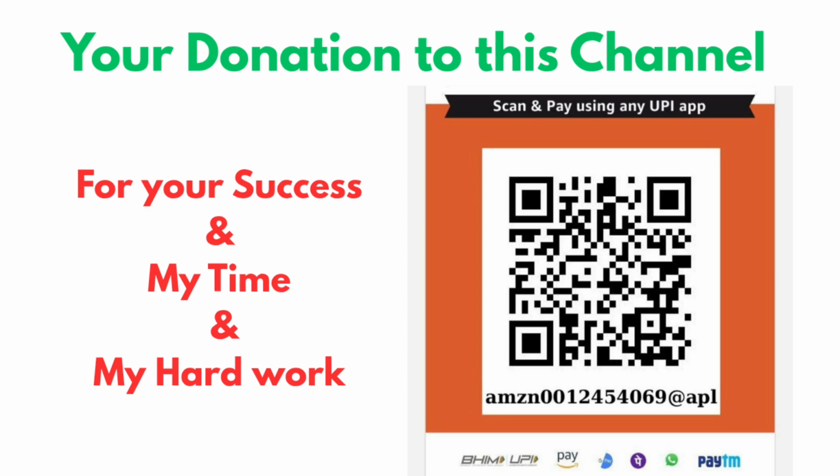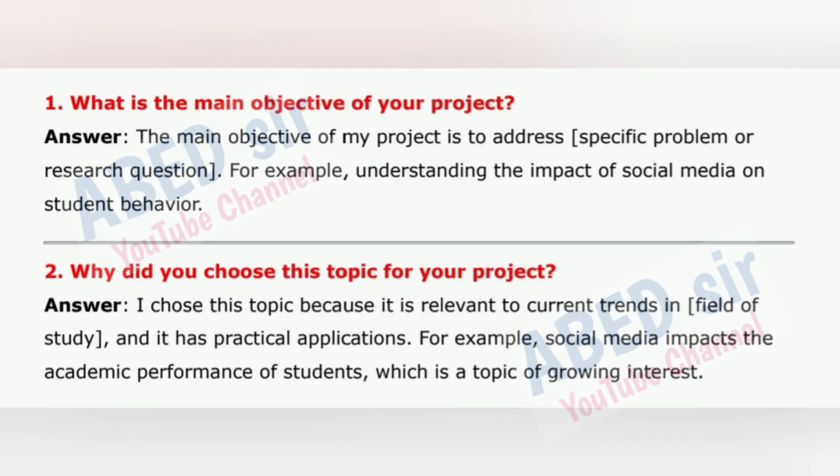First important Viva question is: 1. What is the main objective of your project? Answer: the main objective of my project is to address a specific problem or research question. For example, understanding the impact of social media on student behavior.